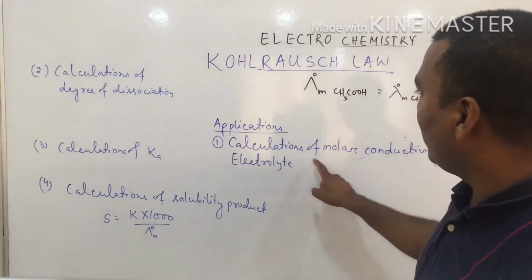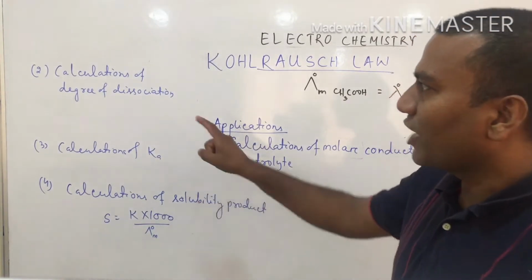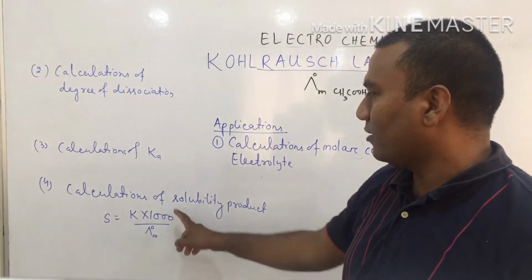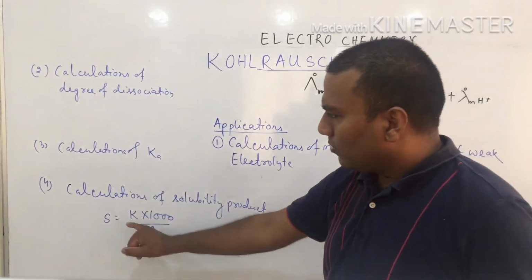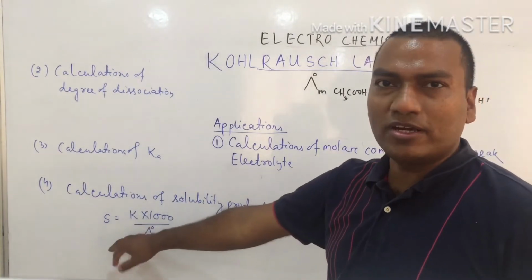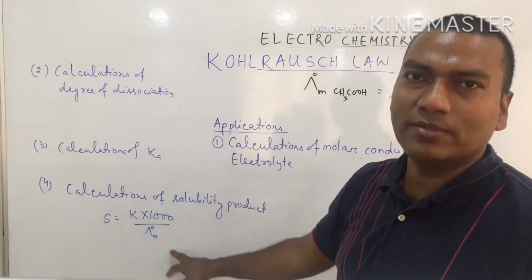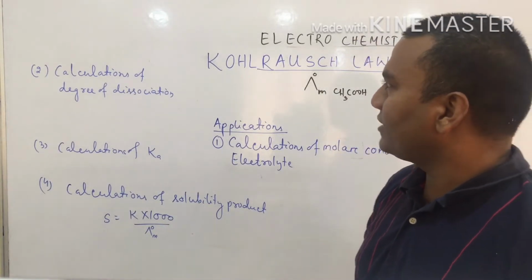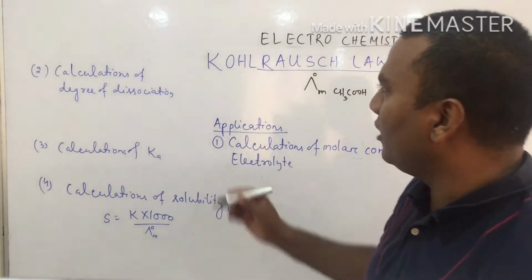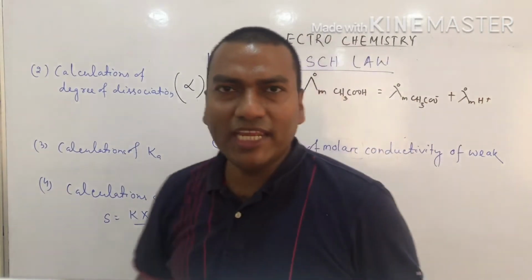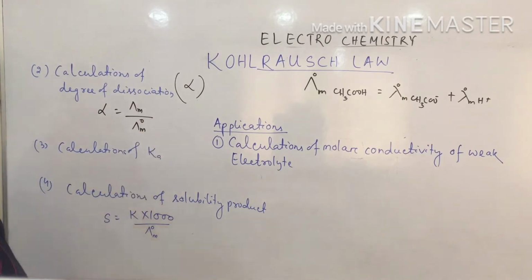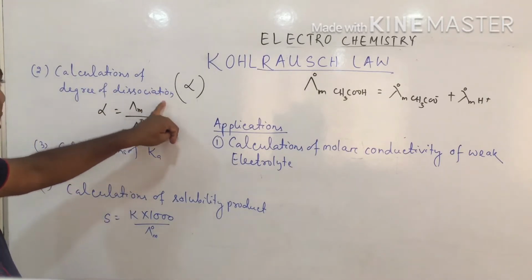First application is calculation of molar conductivity of weak electrolyte. Second is calculation of degree of dissociation. Third is calculation of Ka, and fourth is calculation of solubility product. First, here you see calculation of solubility: solubility S equals kappa into 1000 divided by lambda m naught. These are formula based. Then next is calculation of degree of dissociation. The symbol is alpha. Alpha equals lambda m by lambda m naught: molar conductivity divided by limiting molar conductivity is called the degree of dissociation.